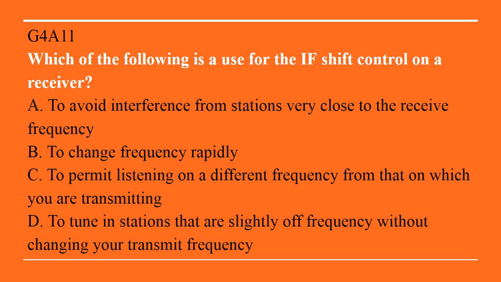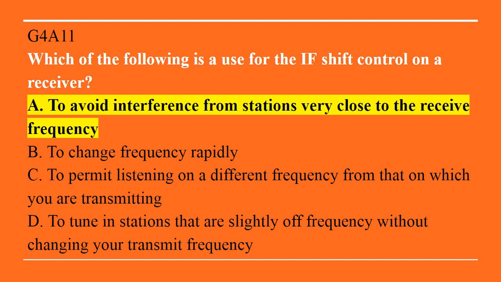G4A11. Which of the following is the use for the IF shift control on a receiver? A. To avoid interference from stations very close to the receive frequency. B. To change frequency rapidly. C. To permit listening on different frequencies from that on which you are transmitting. D. To tune in stations that are slightly off frequency without changing the transmit frequency. Answer here is A. To avoid interference from stations very close to the receive frequency.